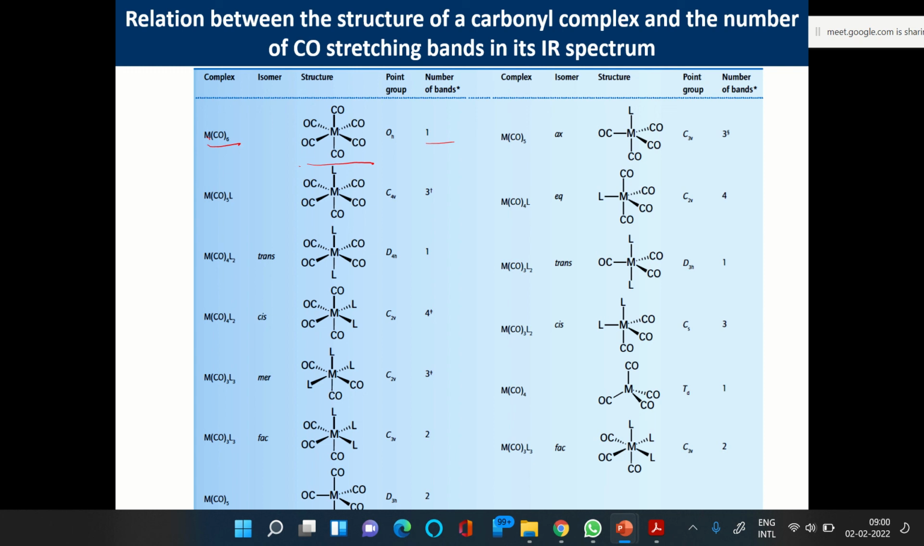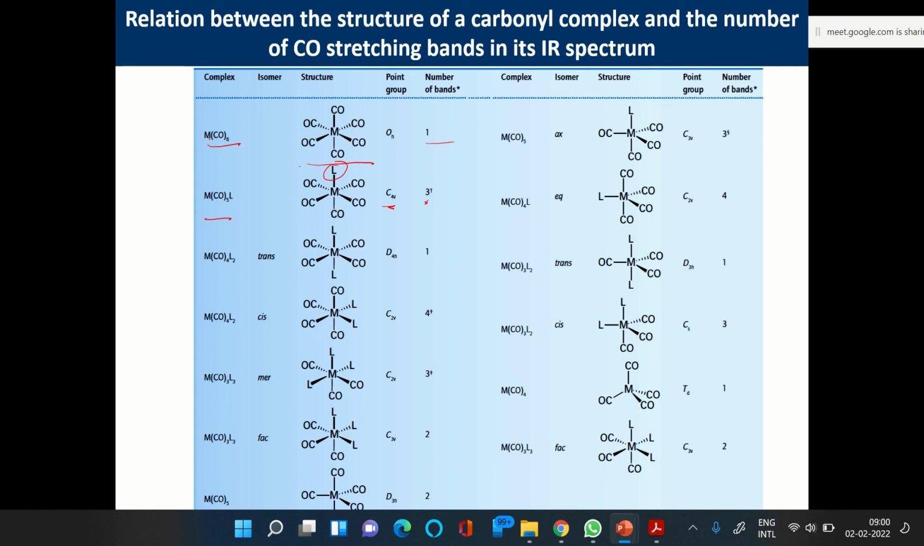If you go for the next lower symmetry, MCO5L, in the same octahedral coordination, but one of the CO has been replaced with L, another ligand. In this case the point group is different, less symmetry, C4V, and the number of bands expected is 3. But can you think of any isomerism? No, there is no isomerism here.